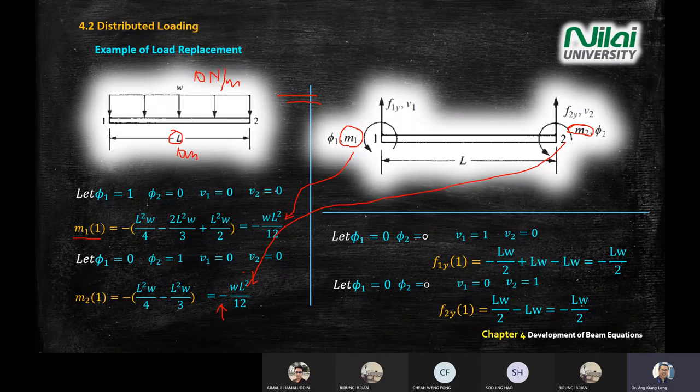Chia, are you there, Chia? Yes, sir. When you see negative something for a moment, what does it mean? What is the direction for the moment? For example, this one. What is the direction for M21? It means clockwise. Yeah, so negative, it means clockwise. Because positive is anticlockwise. So if you have a negative sign, it means you're having for a moment at 2, when you calculate, remember there's a negative sign there.